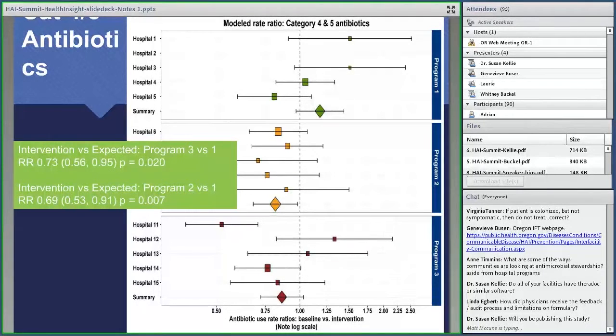So, SCORE study conclusions. Antibiotic use in small community hospitals is comparable to larger facilities, so stewardship is needed. Stewardship is feasible in these settings, and stewardship can lower antimicrobial use. Which program type fits best is to be determined.